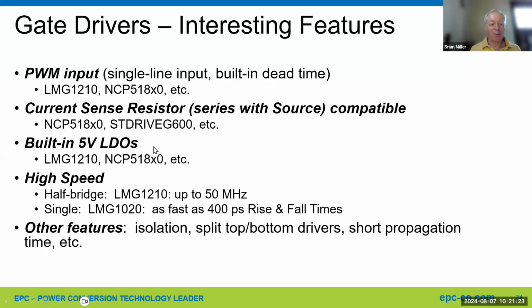Some have 5-volt LDOs, because 5 volts is about the ideal gate drive voltage for GaN FETs. For EPC GaN FETs, 0 volts is off, 5 volts is on. No need to go to negative voltage, and not much advantage to going above 5 volts. Also some very high speed ones, probably much higher speed than anybody would ever need, and other features.